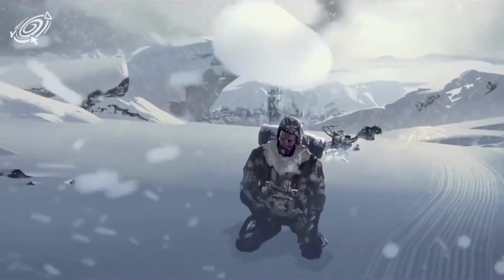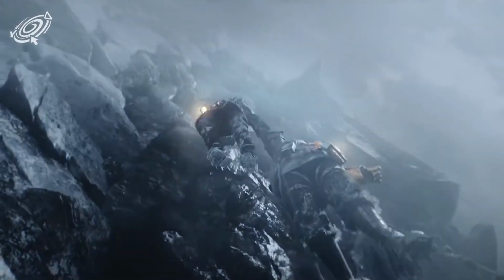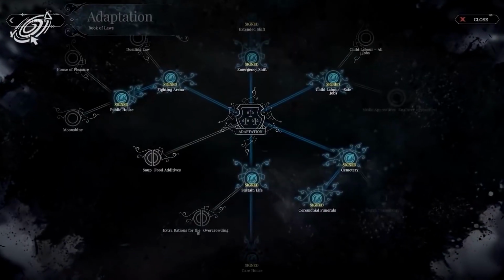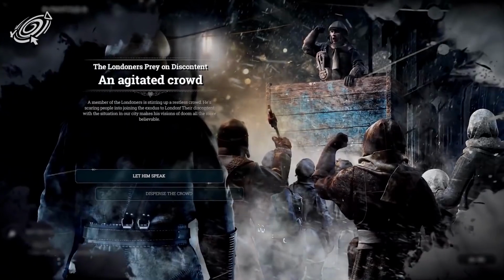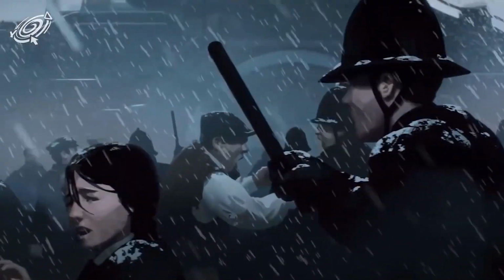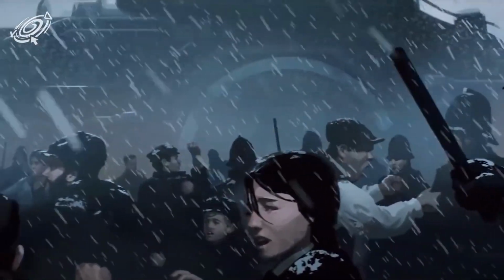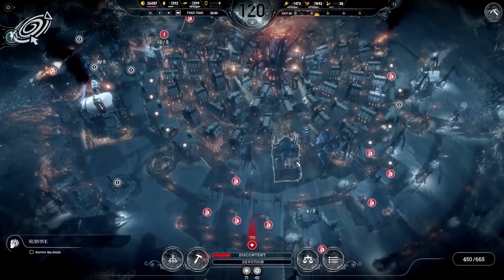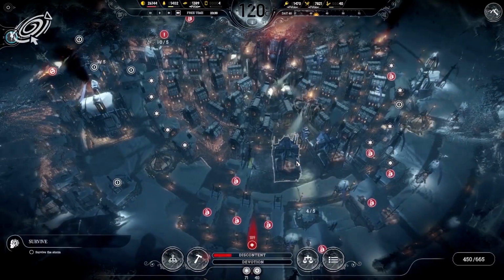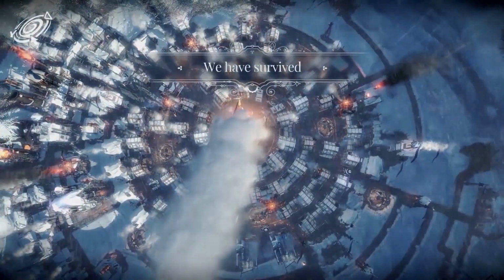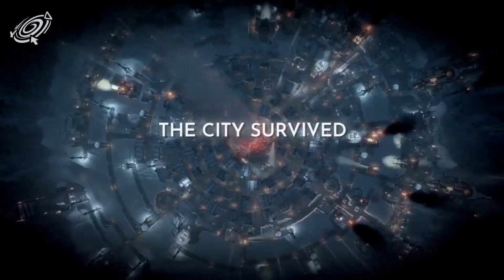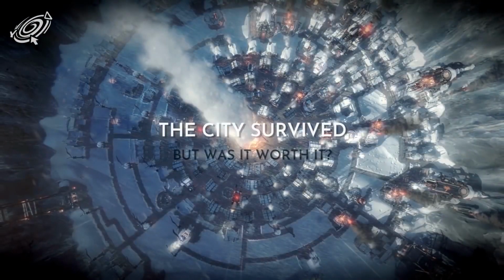Personal needs become irrelevant, and humanitarian concerns no longer matter. With a high level of discipline or faith, the population is motivated to crush the rebellious minority, physically and morally. Which is why, even if you weather the storm, the game asks you one final question. The city survived, but was it worth it?